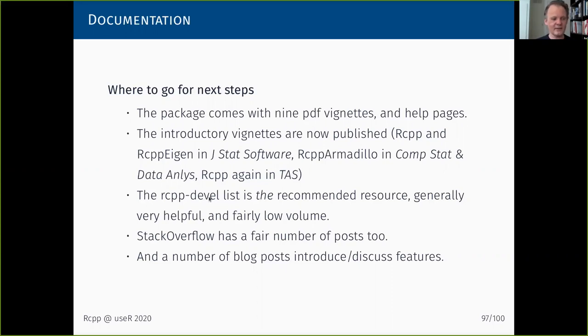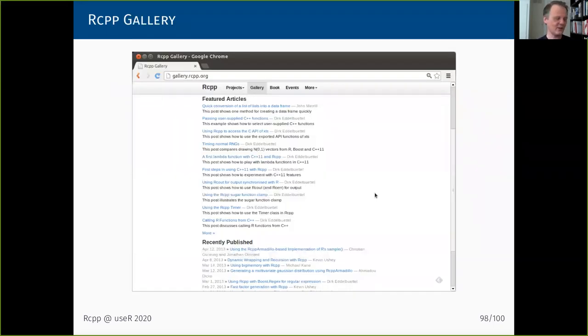There's a mailing list, which is pretty low volume and no nonsense, that you should absolutely use. And for standard spam reasons, you need to be on the list in order to post. But I also fairly religiously answer solid questions at Stack Overflow. And there's a number of blog posts and other things throughout the world. Another brilliant JJ idea was to set up a site called The Gallery. This predates the Hugo and blogdown days.